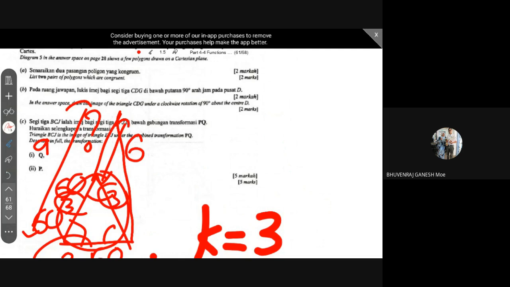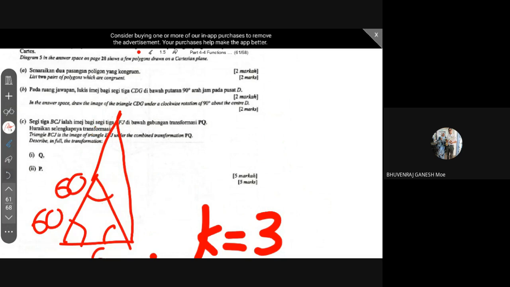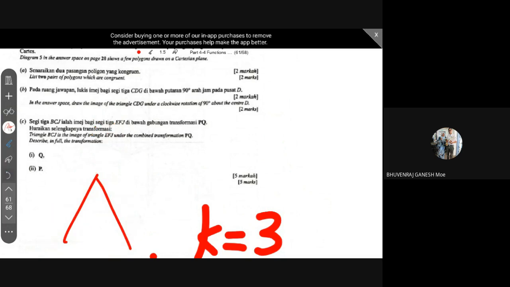Okay, so this is the basis for your transformation, basically. Can both of you understand? Good. So now we go to the question. From here, I expect you can do it already.